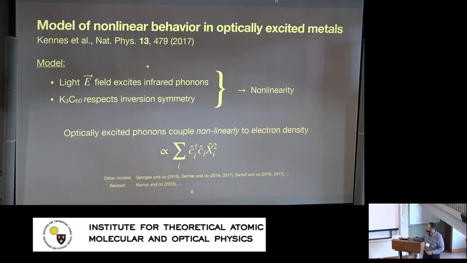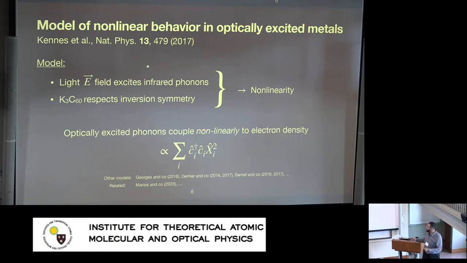The model was introduced by Kennes and collaborators in Nature Physics in 2017. The idea of the model is very simple. Light has an electric field. It comes and excites infrared phonons. The phonons have a dipole. But K3C60 has a center of inversion, so there must be some nonlinearity involved. And this has been highlighted by others, including Antoine Georges and collaborators, Eugene and collaborators, and Sentef and collaborators.